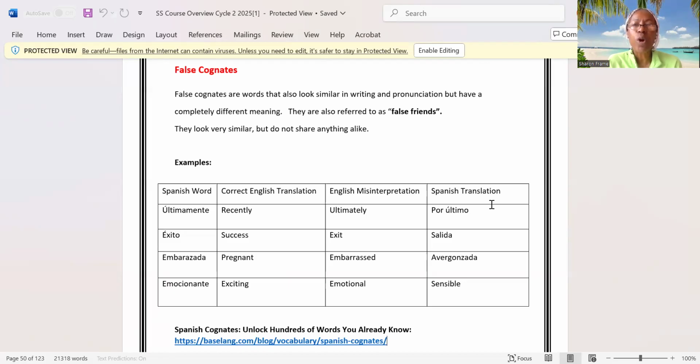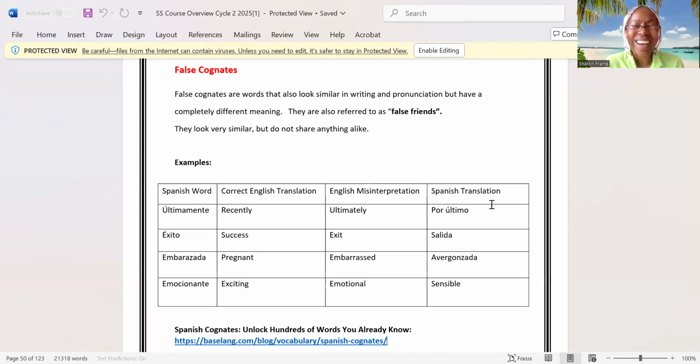So I'm going to show you where you can get a list of all those. It's in your book, but I didn't get a chance to explain how you can get your hands on those. Then the last type of cognates, the one we're concentrating our time on today, will be the false cognates. And they are words that look similar in writing and pronunciation, but they have nothing to do with each other in definition, right? The meanings are completely different. They're also referred to as false friends. Yeah?